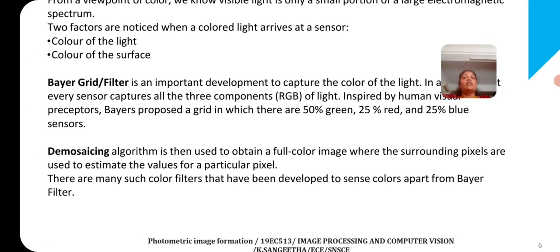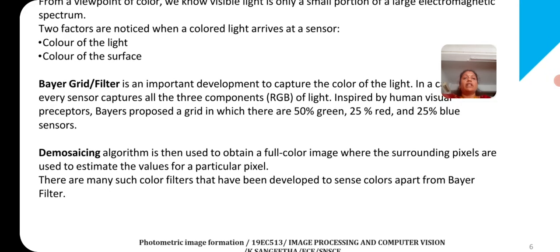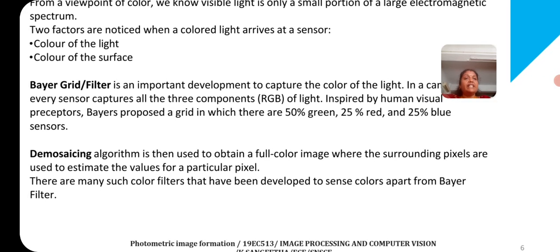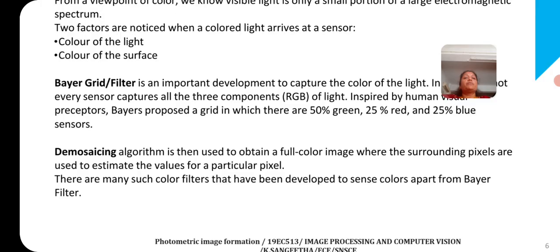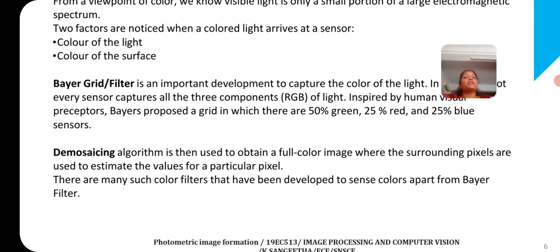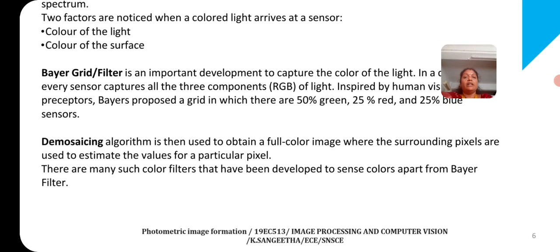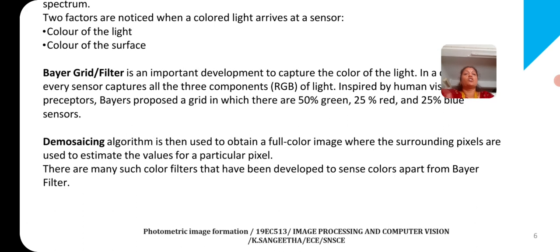In a camera, not every sensor captures all three components RGB of light. Inspired by human visual perception, Bayer proposed a grid in which there are 50% green, 25% red, and 25% blue sensors. A demosaicing algorithm is then used to obtain a full color image, where the surrounding pixels are used to estimate the value for a particular pixel. There are many such color filters that have been developed to sense colors apart from the Bayer filter.